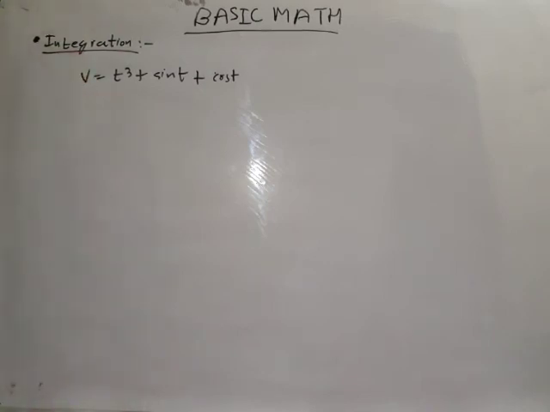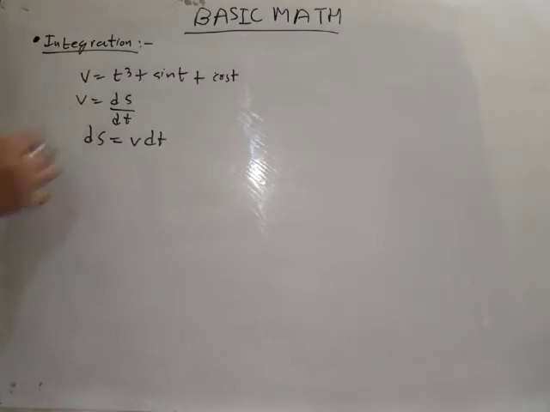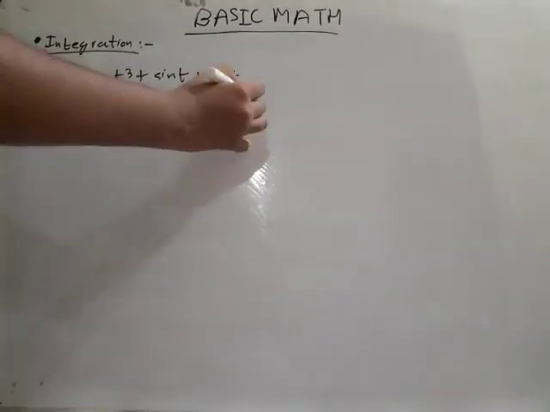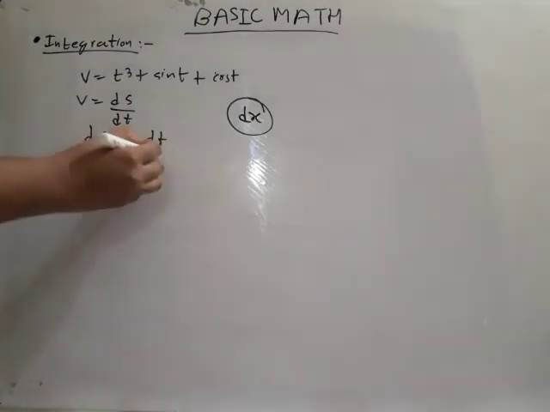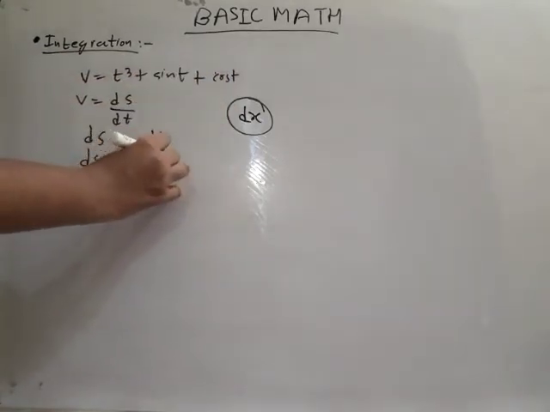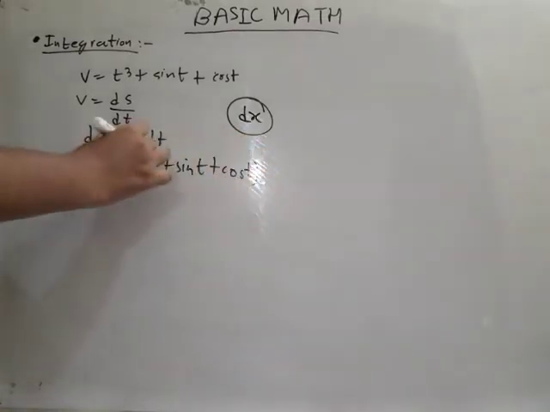Now v, what is v? We know v means velocity equal to ds by dt, that is changing displacement by changing time. This is instantaneous velocity we are talking about. So what becomes of ds? ds becomes v dt. Always remember, in calculus we take dx as one term. So ds becomes v, what is the value of v? t cube plus sin t plus cos t dt.